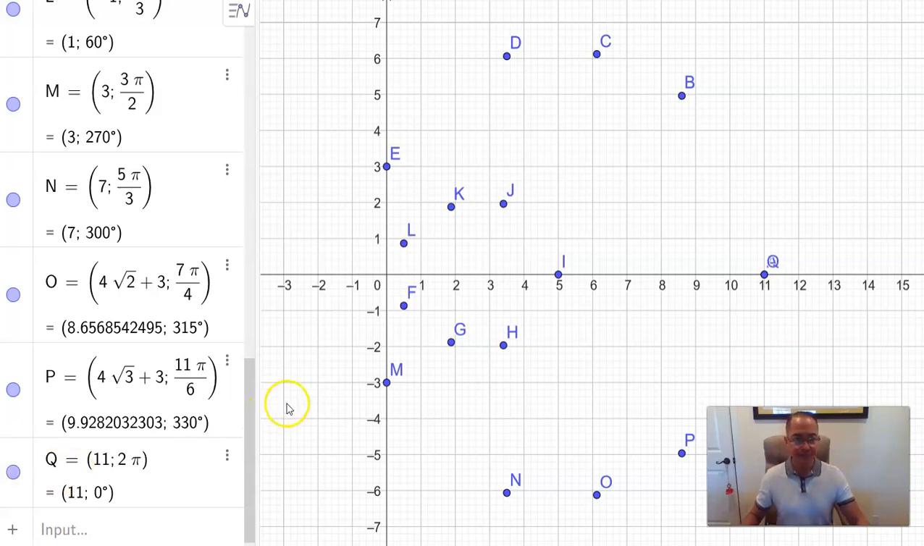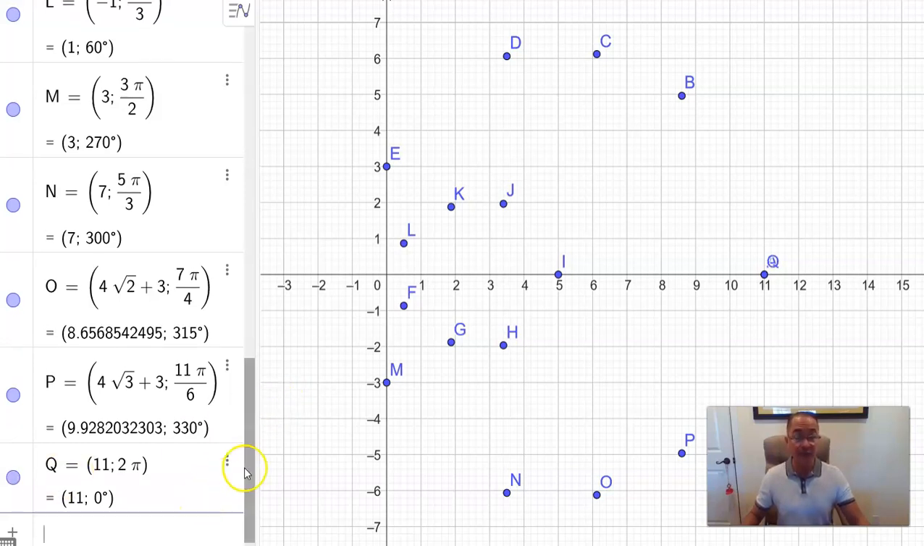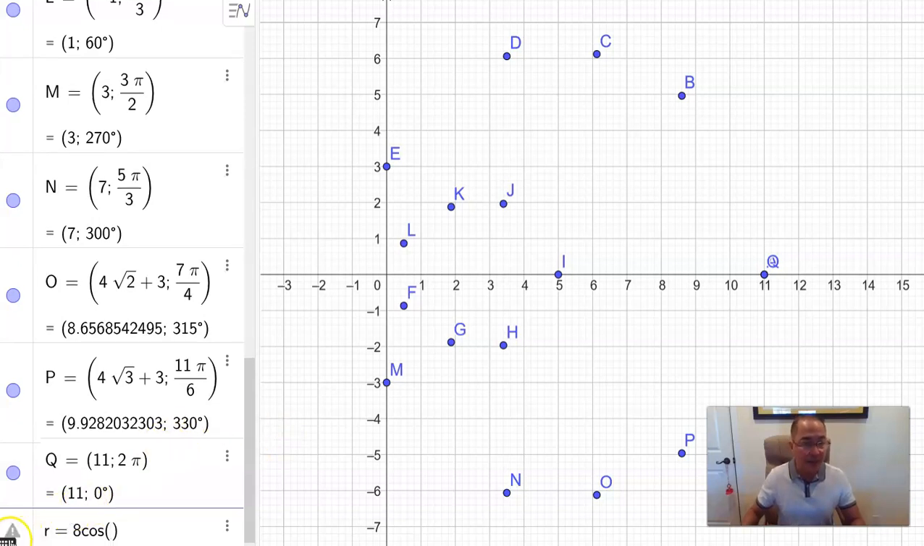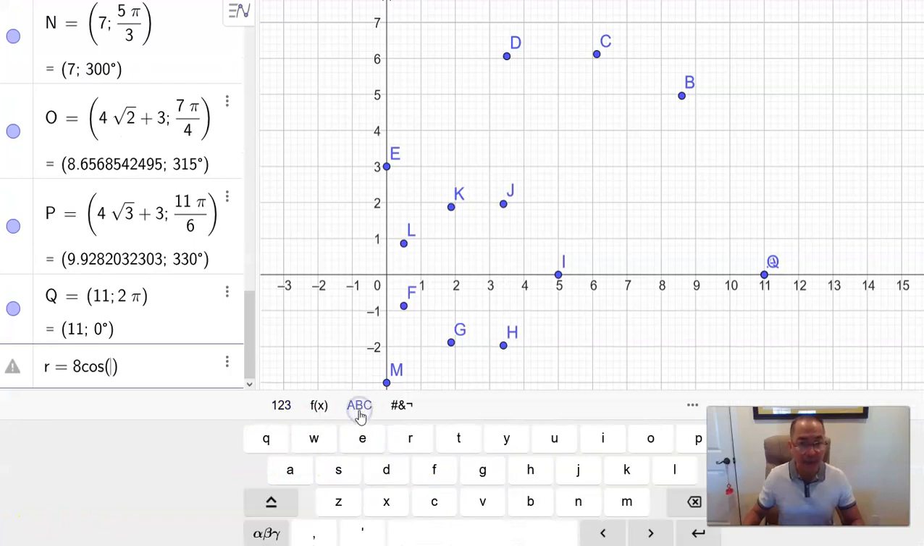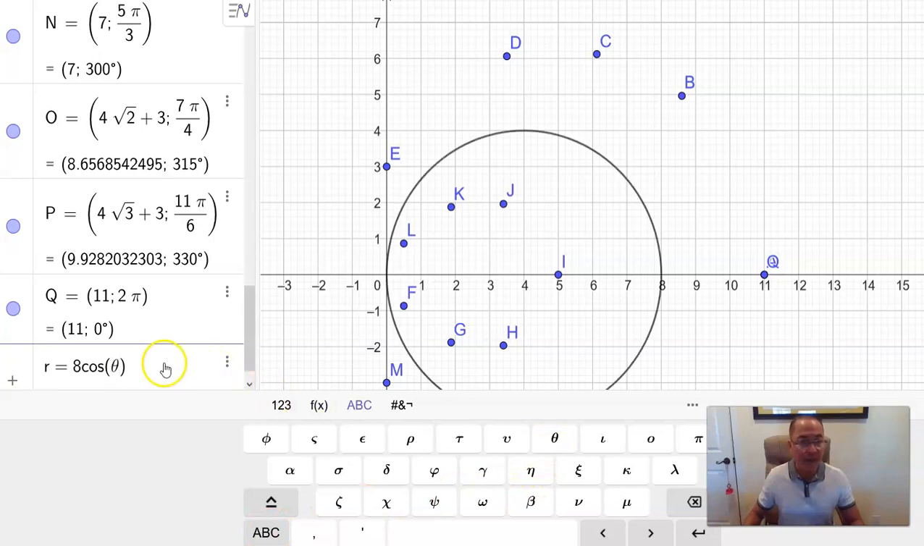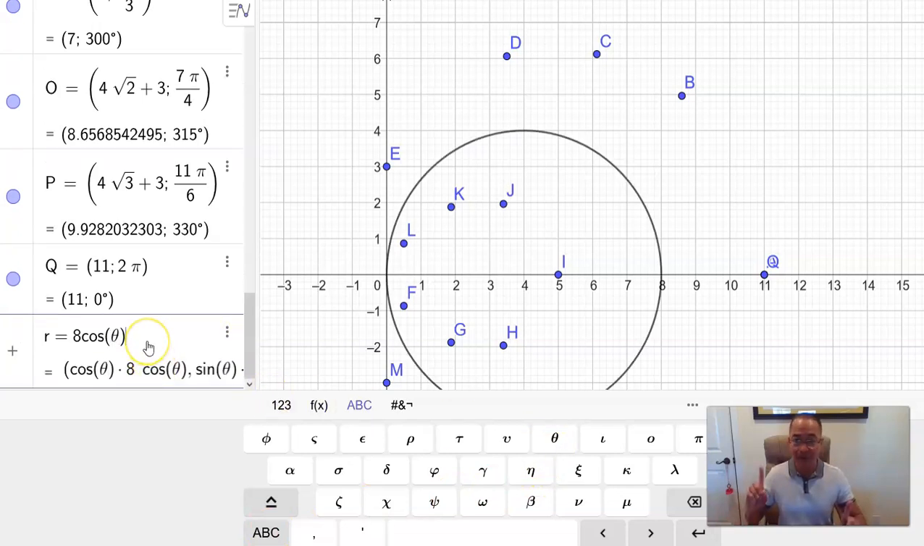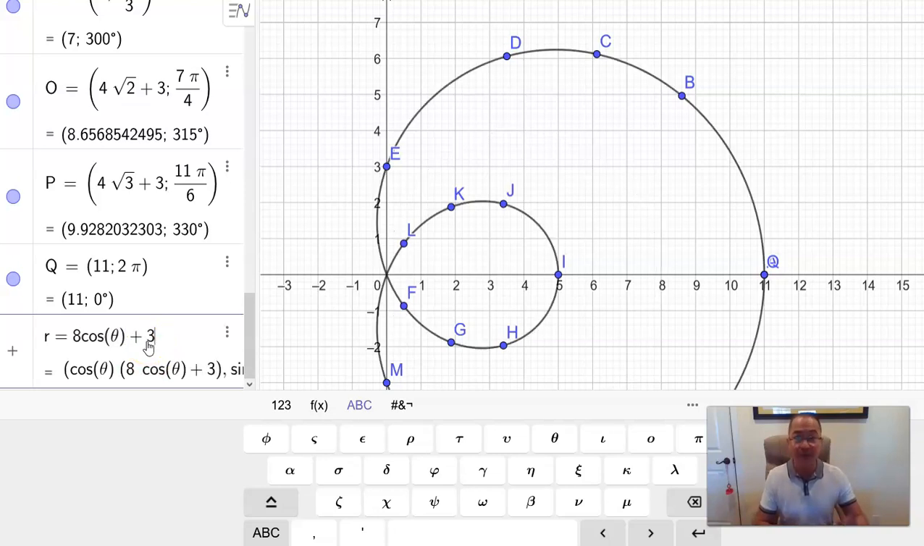Okay, so now we graphed the circle earlier. So let's do it for this new polar curve. The equation is r equals 8 cosine of theta. So I'm going to need the keyboard, and theta, once again, go to ABC, 123, Greek, and there's theta. Okay, so that was the original. But of course, we have the plus 3. Boom.